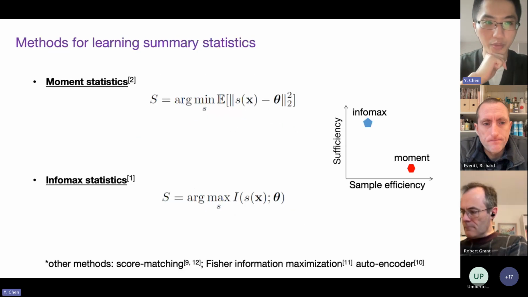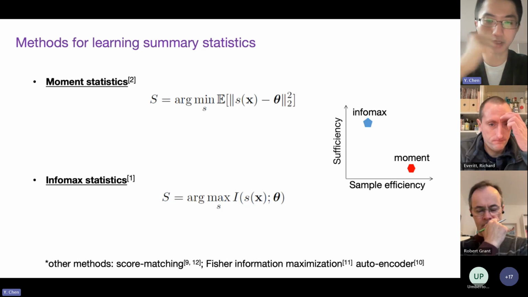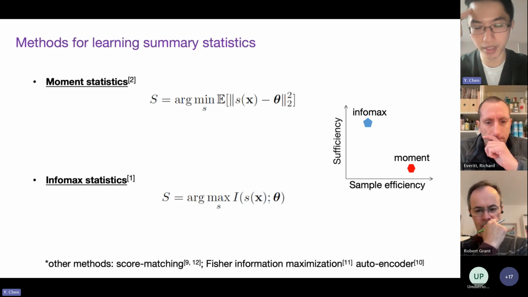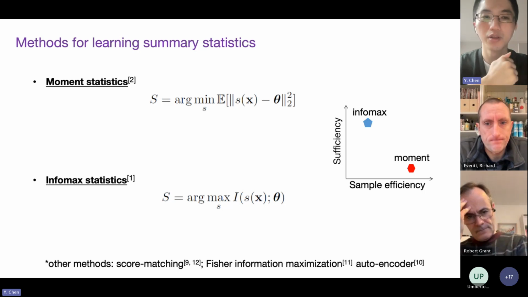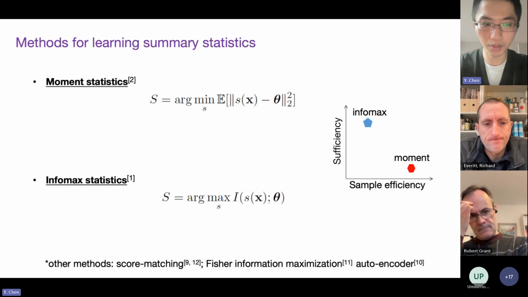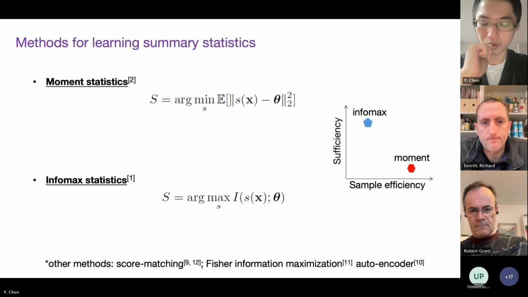At this moment, there are already some methods for learning summary statistics. The first one is the very classic moment-based approach, which directly takes the predicted posterior mean as the summary statistics. I mention the JRSSB paper for this approach. The second approach is the recently developed infomax statistics approach, which tries to maximize the mutual information between the learned summary statistics and the model parameter. In the figure on the right-hand side, there is a conceptual comparison between these two methods.